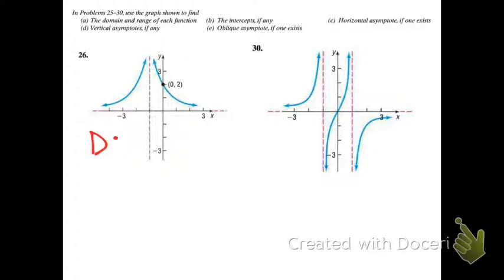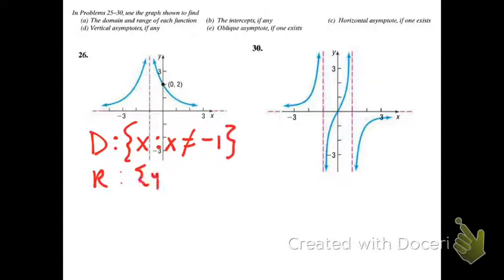Domain would be all real numbers x such that, what did I put, a 1 there? X such that x cannot equal, what does that say there? What is that? -1. Alright, and the range would be all real numbers y such that y has to be greater than 0. Okay, there's our range.